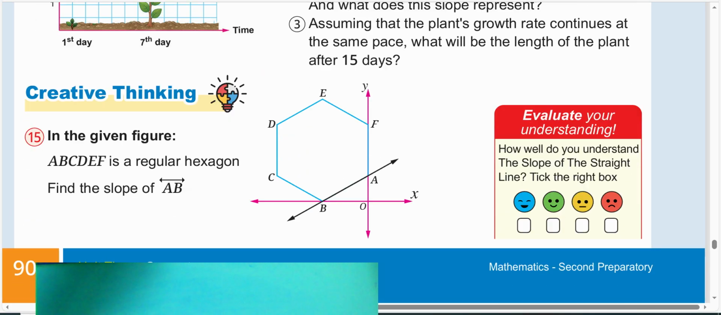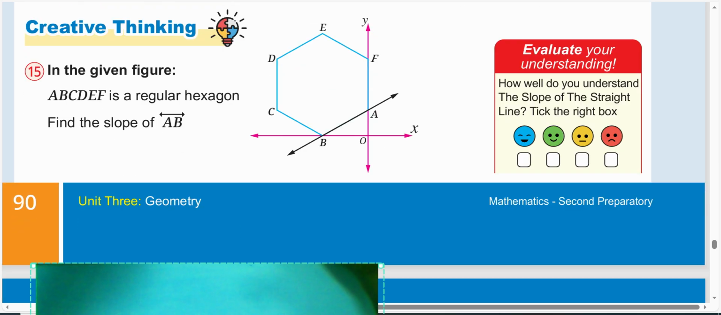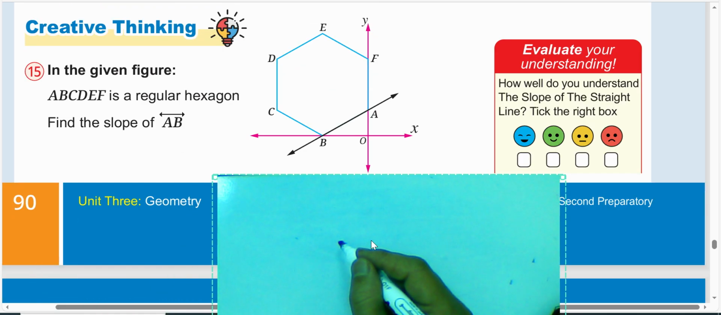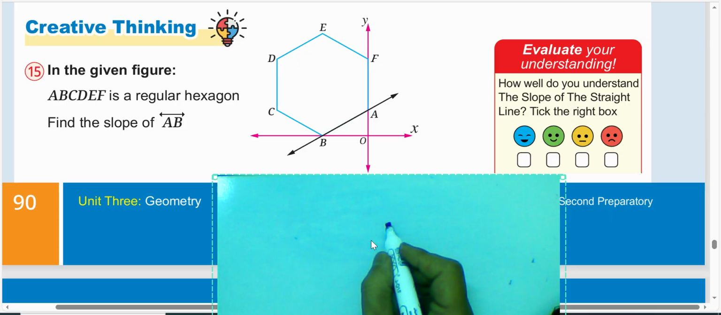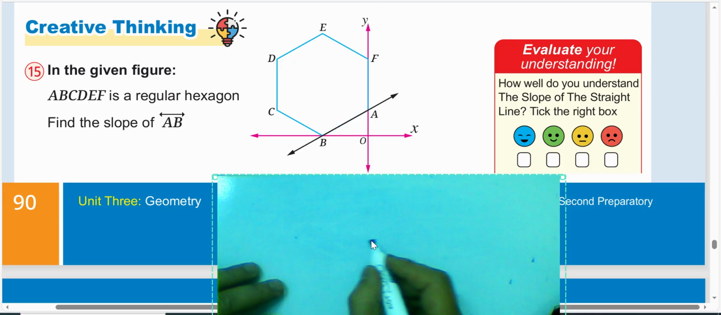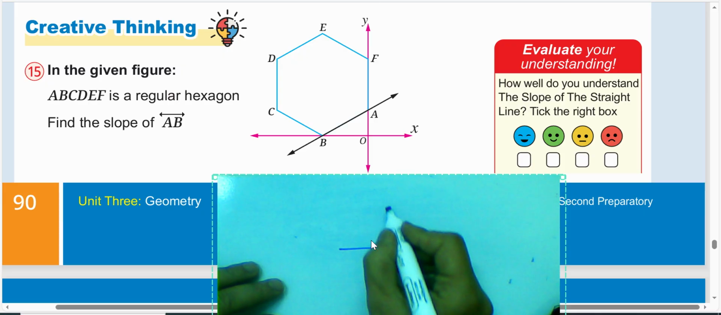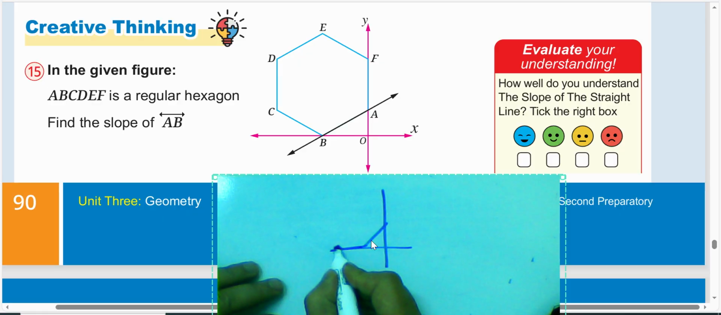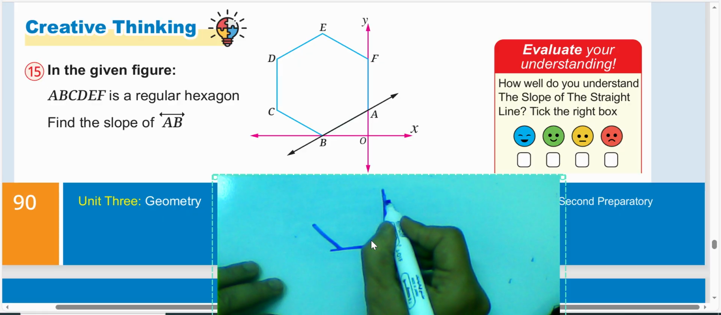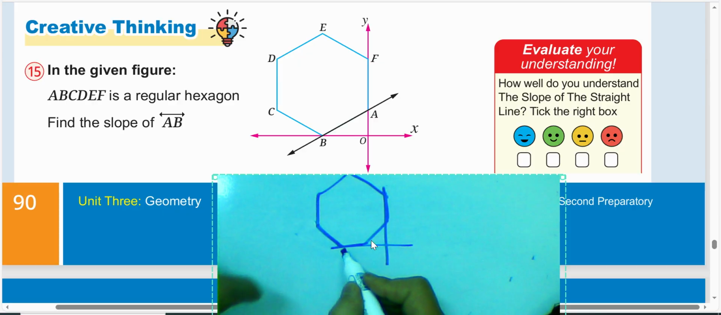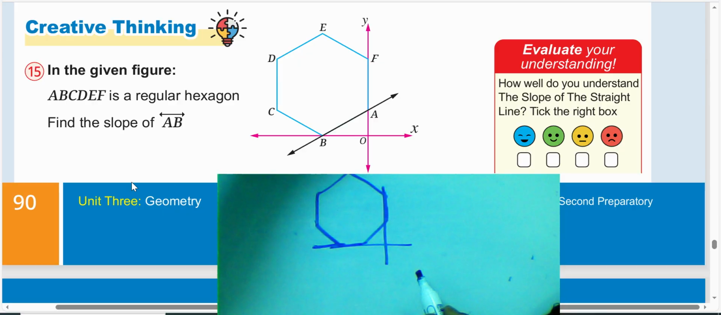Creative thinking. Given a regular hexagon, you want to find the slope of AB. Okay, listen to me. About the hexagon, we know the measure of each angle is equal, since it is regular, and will be 120. Then we have this straight line, 1, 2, 3, 4, 5, and 6. Okay, 6 here. Okay, we can find the slope.